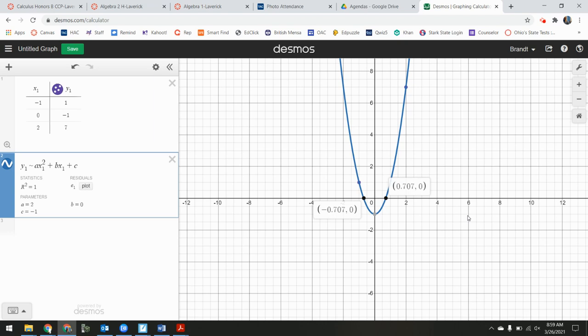And now I can plug that in. I can just click on those zeros. So it says use a table to determine the solutions. The solutions are negative 0.707 and 0.707. Those are my answers there.